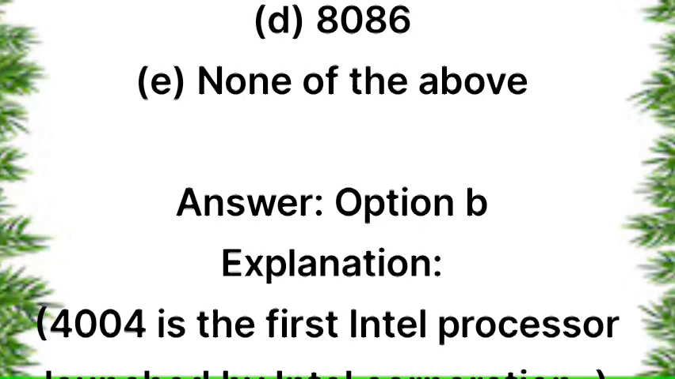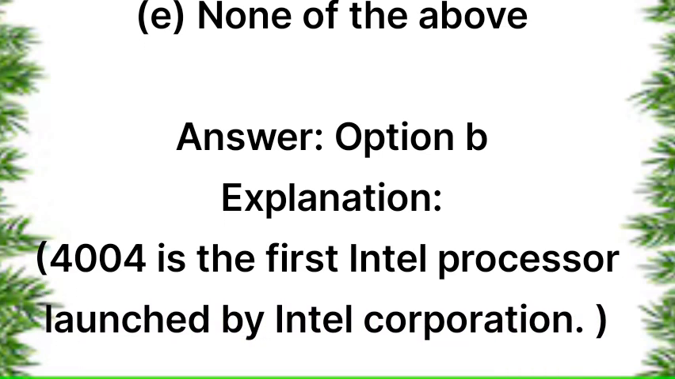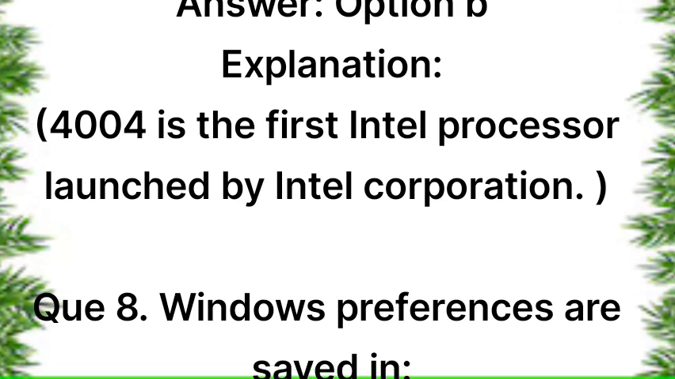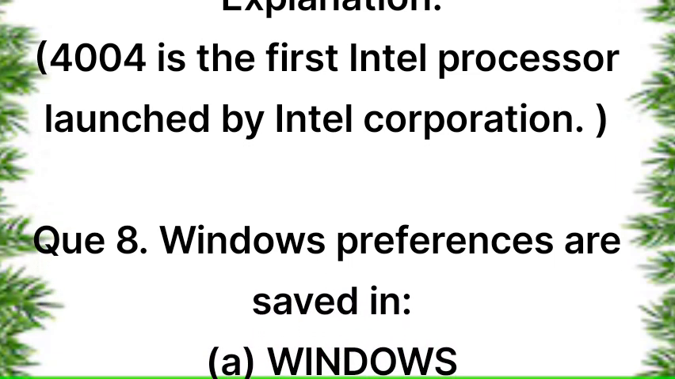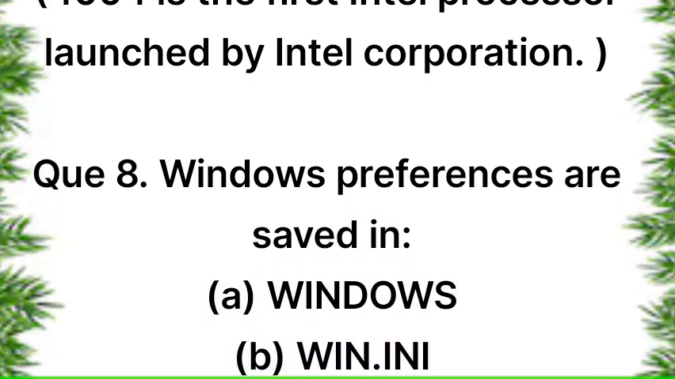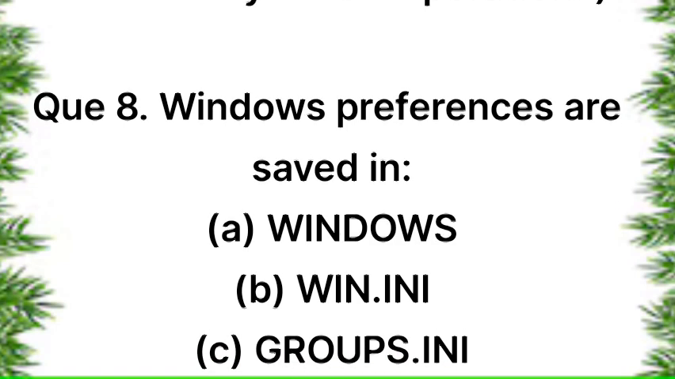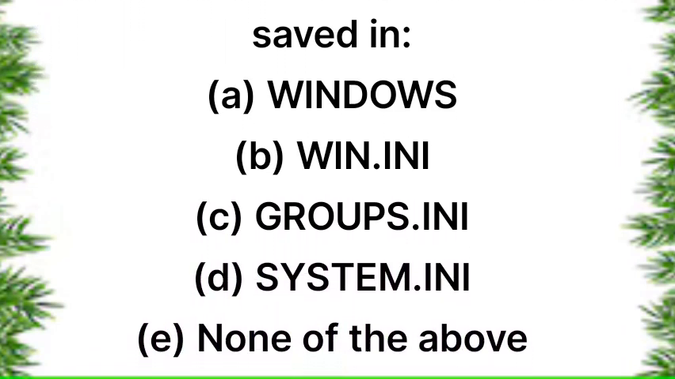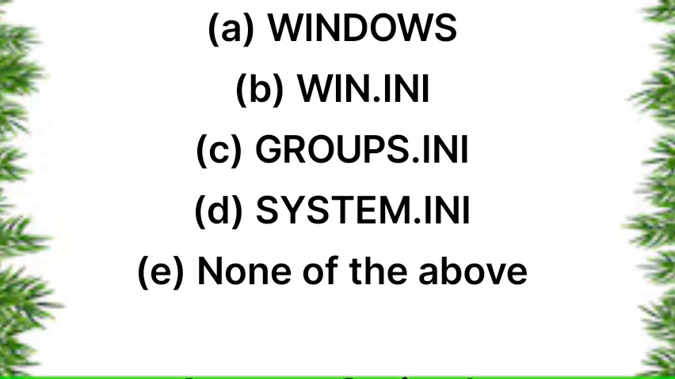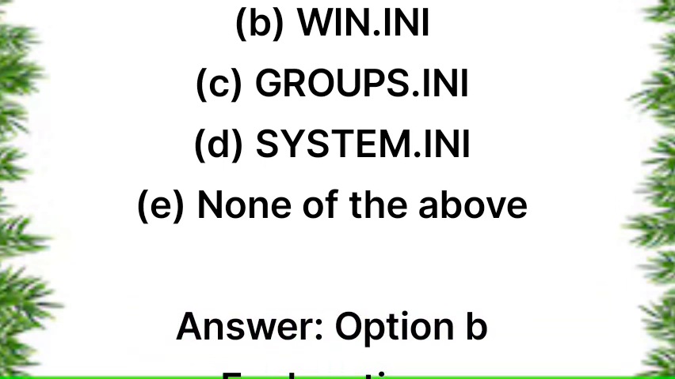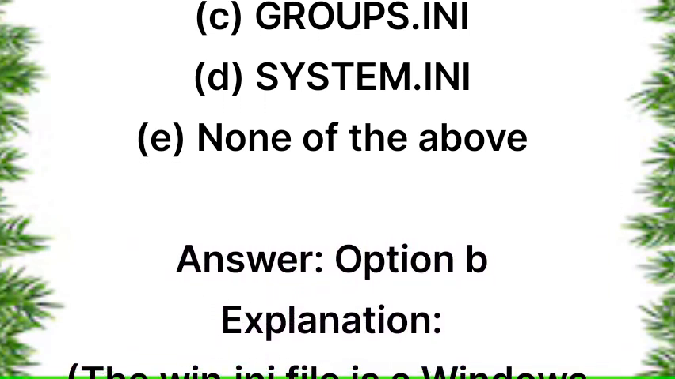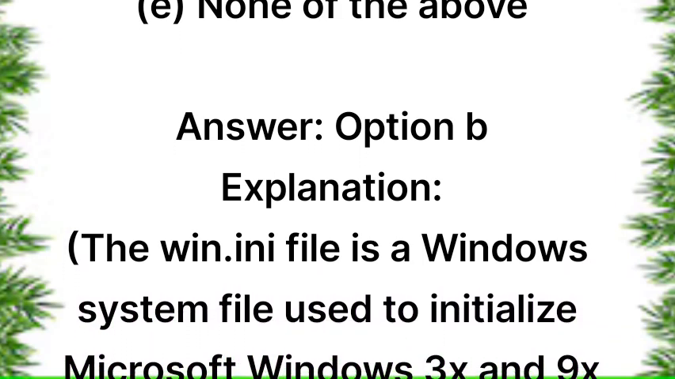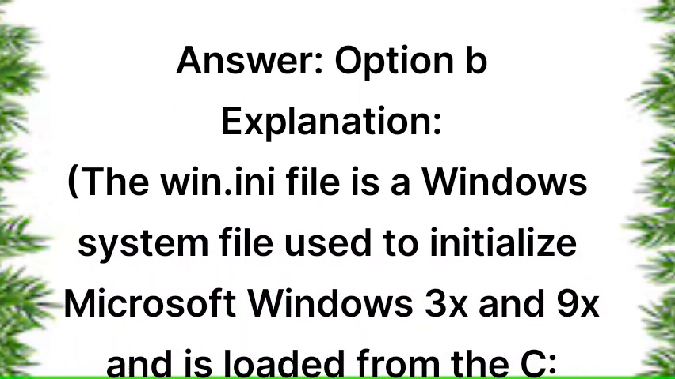Q8. Windows preferences are saved in: A. Windows, B. Win.ini, C. Groups.ini, D. System.ini, E. None of the above. Answer: option B. Explanation: the Win.ini file is a Windows system file used to initialize Microsoft Windows 3.x and 9.x and is loaded from the C:\Windows directory each time Windows boots and loads settings.